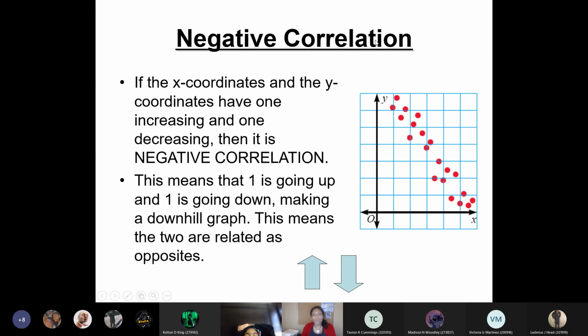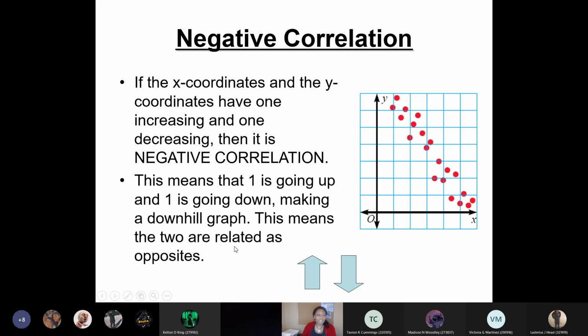If you miss any of these notes, please come back and pause the video so you can write the notes down. A negative correlation looks just like when we did the negative slope linear equations. We could tell whether it was negative or positive. Reading from left to right, if I was walking from left to right, I'd have to walk down this graph. It is going down. It's decreasing. So this is a negative correlation. If the x coordinates and the y have one increasing and one decreasing, it is a negative correlation.